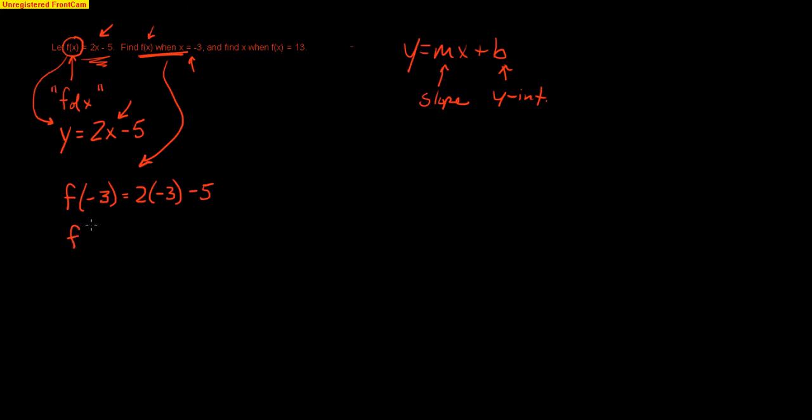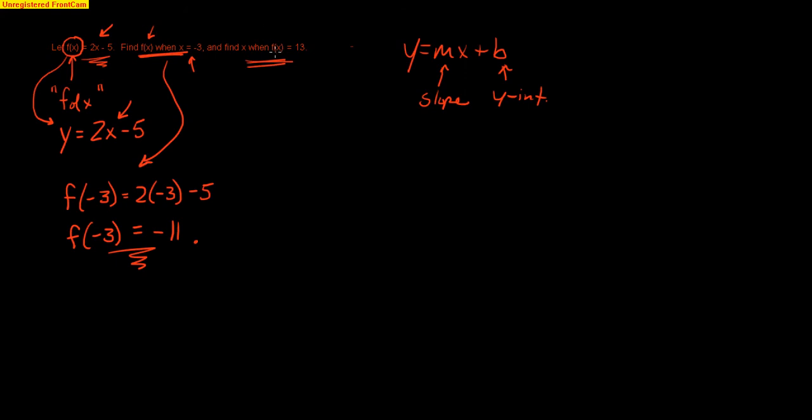Now there's basically just some math to do. This side, this is what I'm looking for, f of -3, and this side I just do the math. 2 times -3 is -6. I take away 5 and I get -11, and that's it. I'm done. Right there, that's part 1. And we'll go on to part 2 here.